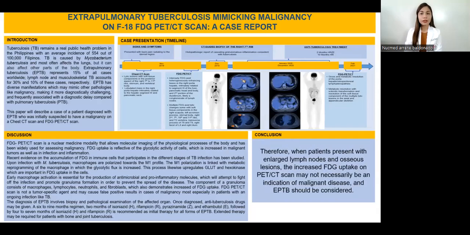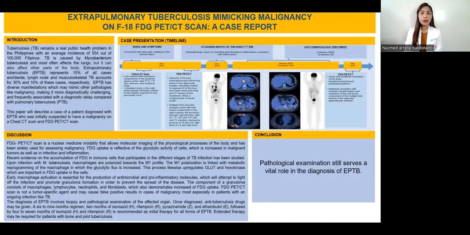This is to emphasize that when a patient presents with enlarged lymph nodes and osseous lesions, the increased FDG uptake on PET CT scan may not necessarily be an indication of a malignant process, and extrapulmonary tuberculosis should be considered, most especially in patients from endemic areas like the Philippines. Pathological examination still serves a vital role in the diagnosis of extrapulmonary tuberculosis.